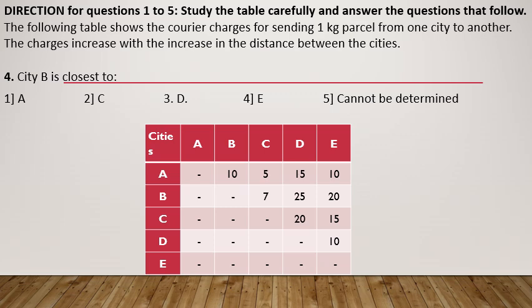Okay, let us check. The question was city B is closest to. So city B is closest to C because here the fare is lowest, that is 7. So the answer of this question will be second, C, right?